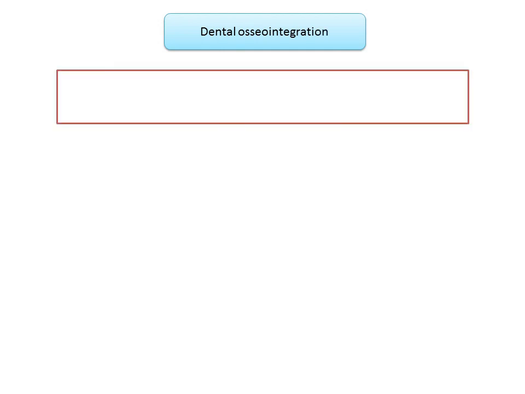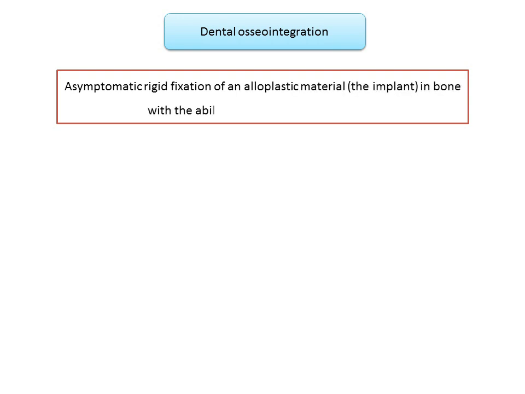The primary goal in implant placement is to achieve and maintain an intimate bone-implant connection. This concept is known as dental osseointegration, defined clinically as the asymptomatic rigid fixation of an alloplastic material, that is the implant, in bone with the ability to withstand occlusal forces.